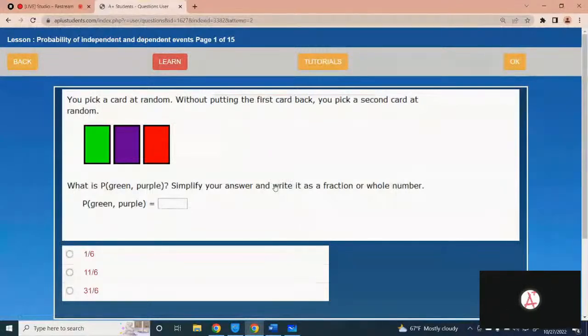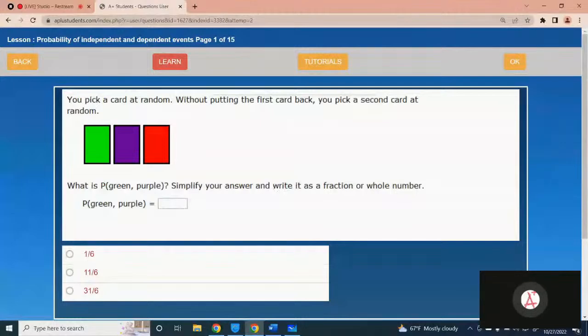I'll explain again. The first one is you pick a card at random without putting the first card back. You pick a second card at random. What is the probability of getting green and what is the probability of getting purple? Now both the events are dependent. Got it? How? Just look at this line: without putting the first card back.